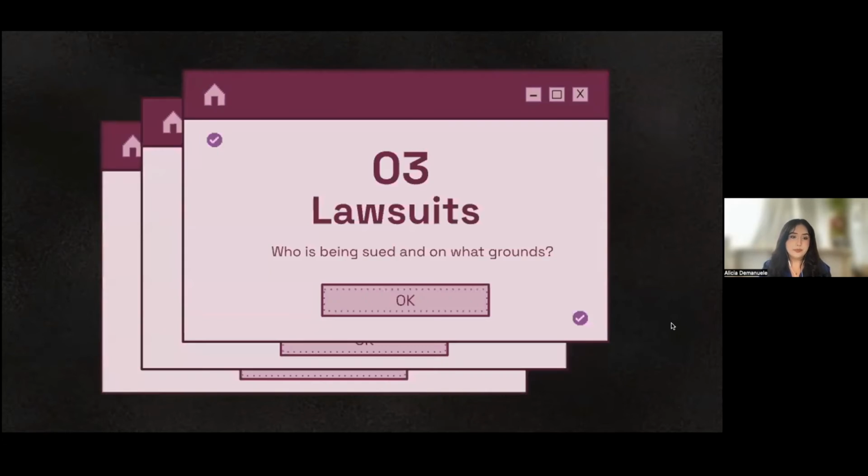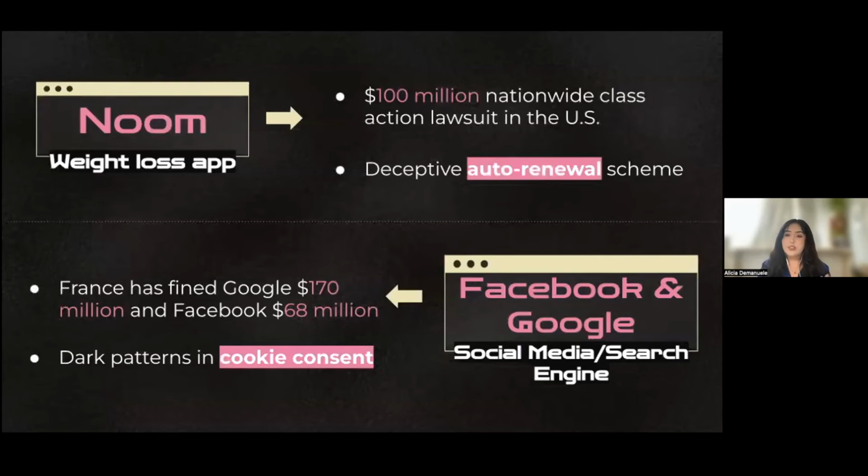the study. And now we come to the very relevant question, who is being sued for dark patterns and on what grounds? Now, there are multiple lawsuits, but I chose these two as relevant and recent examples. Noom, for one, is a health and lifestyle application that saw an exponential growth in revenue during the pandemic with over 50 million downloads worldwide. However, a core element of Noom's success can be reduced to the deceptive enrollment scheme where customers were enrolled into costly multi-month plans without their consent once the trial period was up.